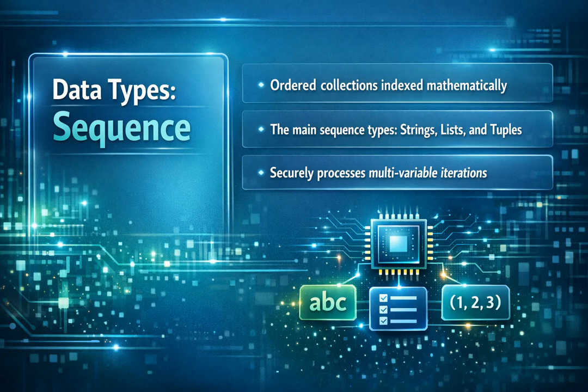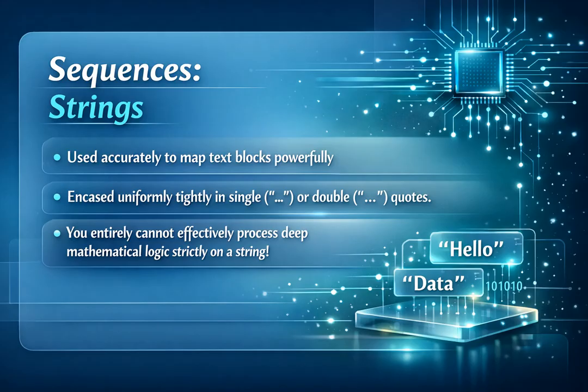Sequence data types store ordered collections of elements where each element is accessed using an index starting from 0. Python has three main sequence types: strings, lists, and tuples. Each serves a different purpose in storing and organizing data. A string is a sequence of characters enclosed in single or double quotes. Strings are used to store text data like names, messages, or sentences. You cannot perform arithmetic on strings, but Python provides many powerful string manipulation operations.